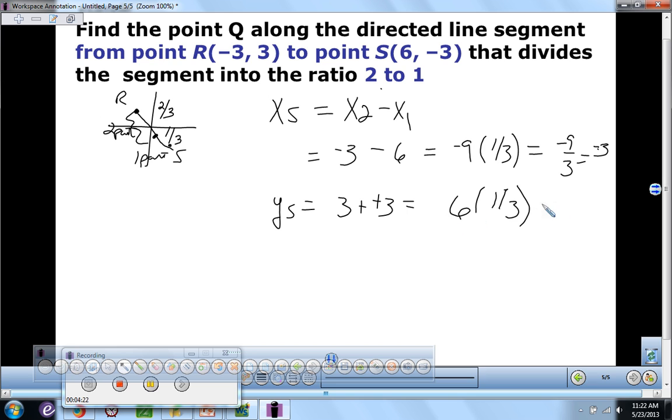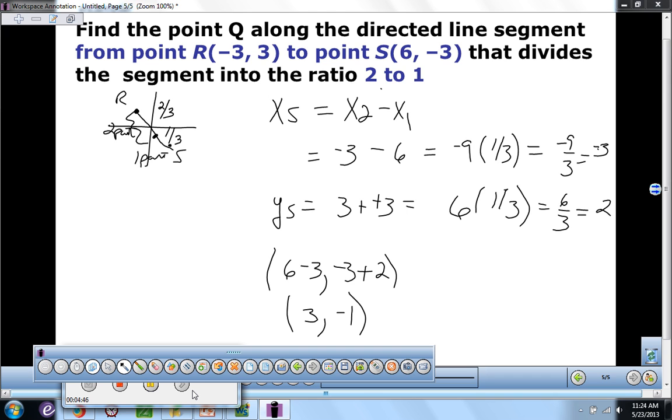And then we would get 6 over 3 here, and this reduces to 2. Okay, and so now we'll simply combine this. So it'll be 6 minus 3 for our X value, and then it'll be negative 3 plus 2. So we end up with 6 minus 3 gives us 3. Negative 3 plus 2 gives us negative 1, and so that's our point.